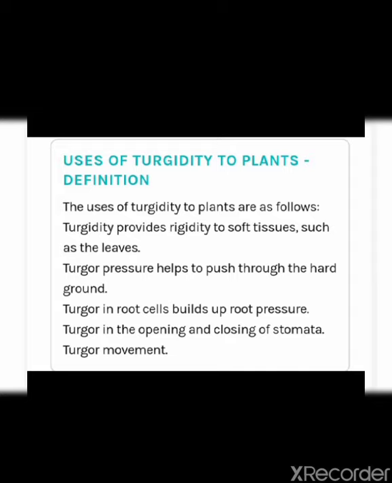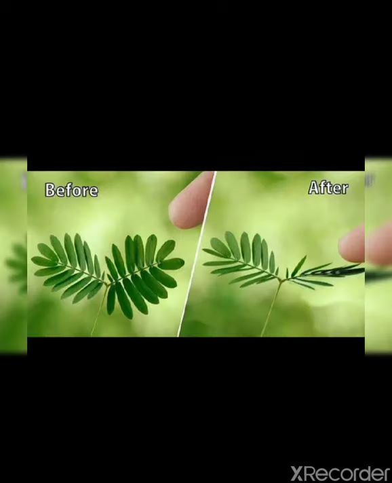And the fifth one is turgor movement. To understand turgor movement, we will take the example of a sensitive plant, Mimosa pudica. This plant is Mimosa pudica. In Hindi we say chui mui. When we touch the leaves of Mimosa pudica, the sensitive leaves react to the stimulus. When we touch, that is a stimulus.